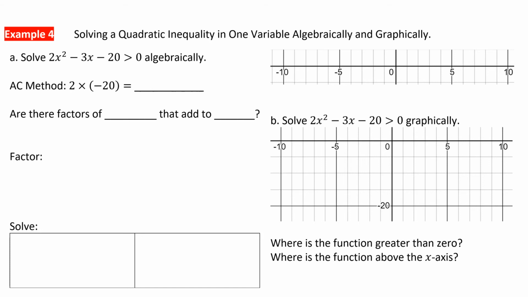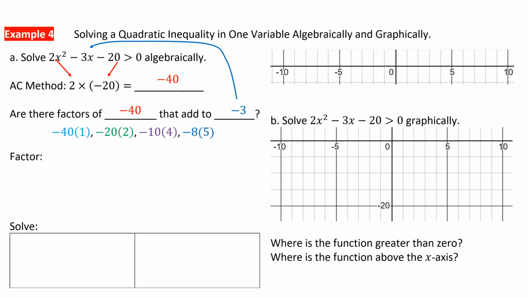We get 2 times negative 20 because we look at our A and our C values and we come up with a product of negative 40. Then we ask the question, are there any factors of negative 40 that add to give us negative 3? The negative 3, remember, comes from the B value. So we look at some possibilities. We have negative 40 and 1, negative 20 and 2, negative 10 and 4, and negative 8 and 5.